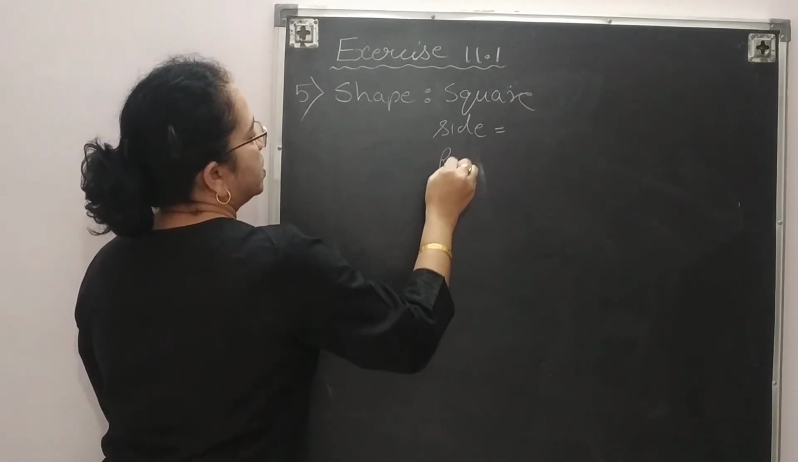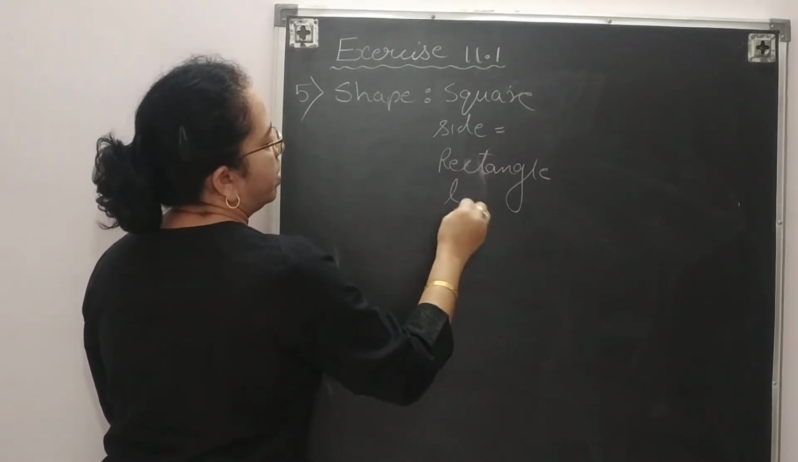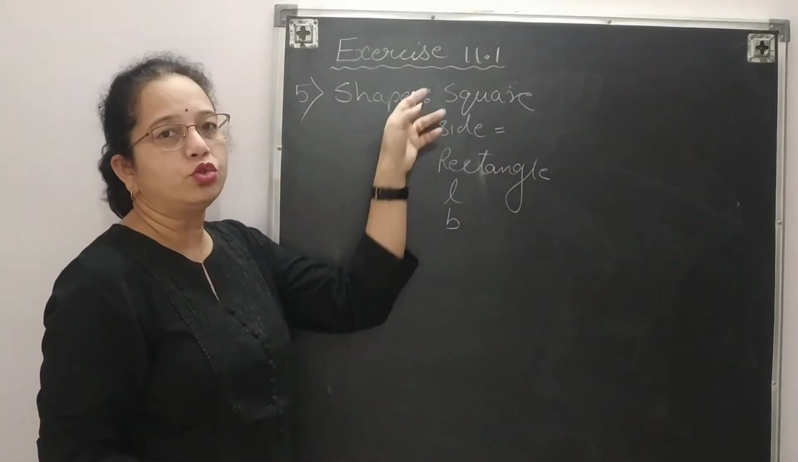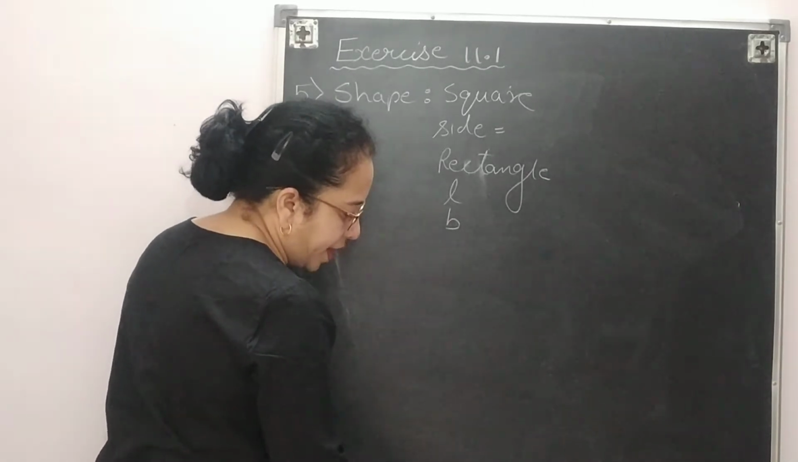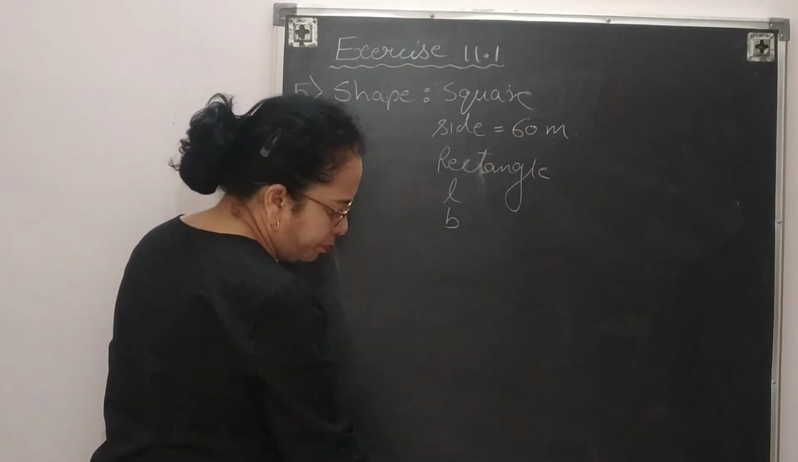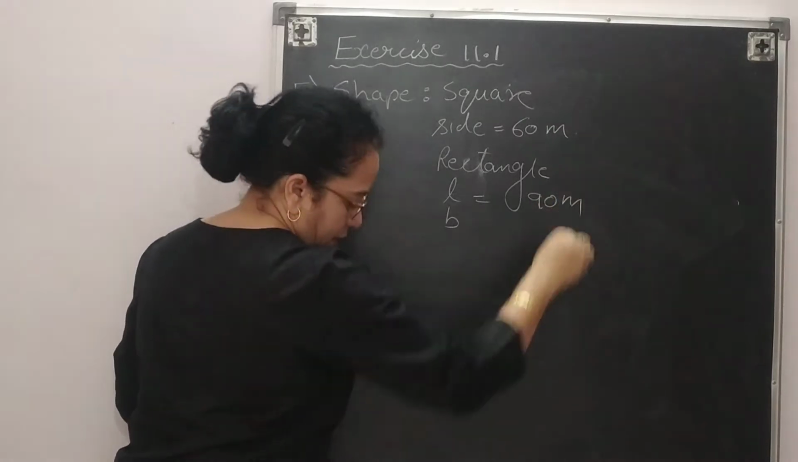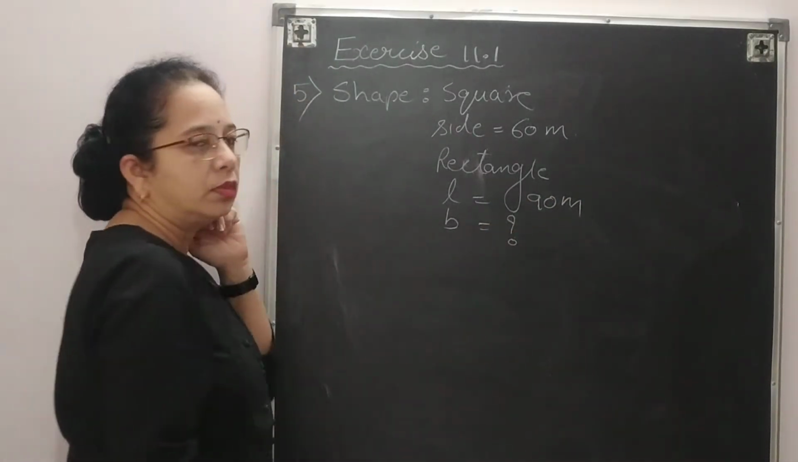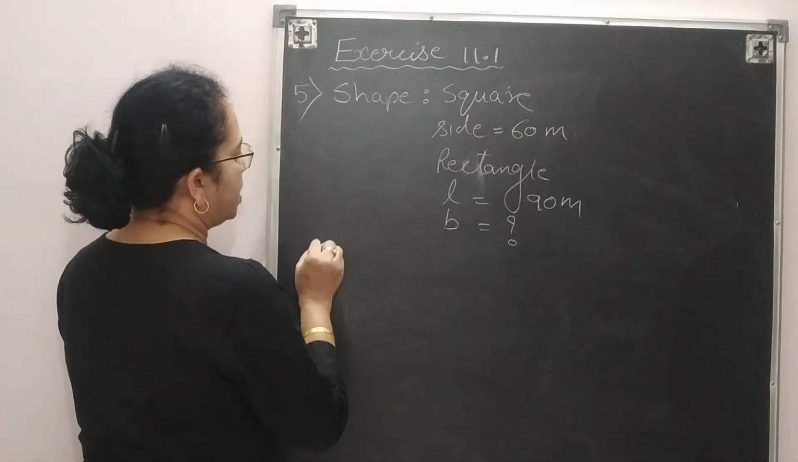And another shape is given, rectangle. And with rectangle, what information must be given? Length will be given and breadth will be given. And what is given? Area of these two figures are same. Okay. So let me read the next part. If the side of a square park is 60 meter, and the length of the rectangular park is 90 meter. Find the breadth of the rectangle.